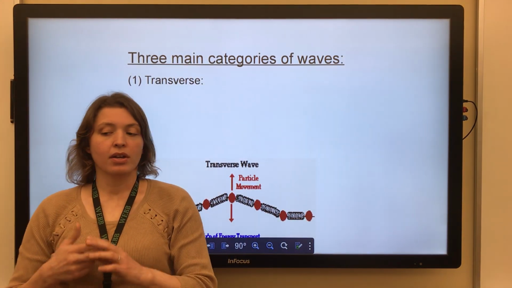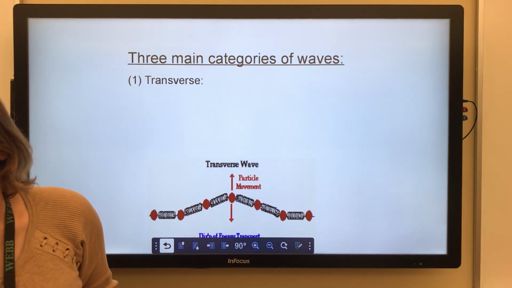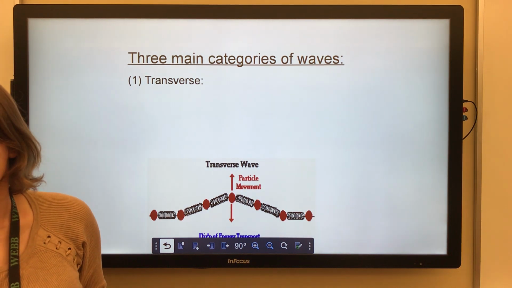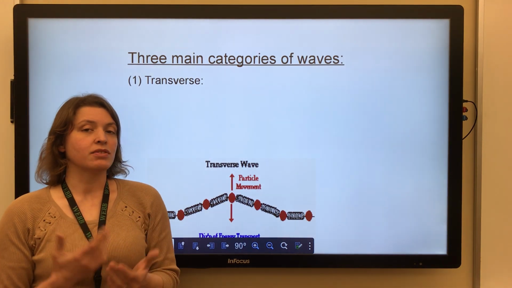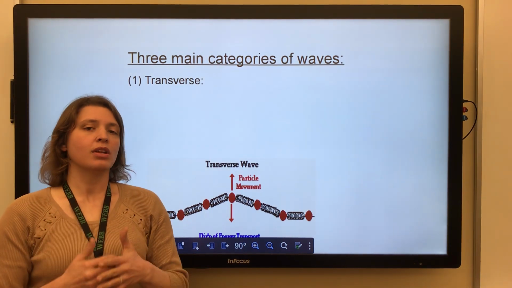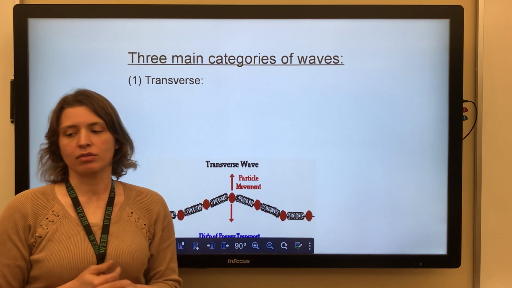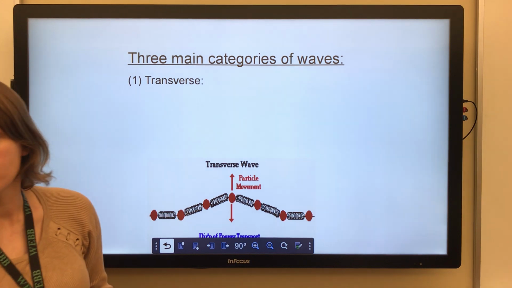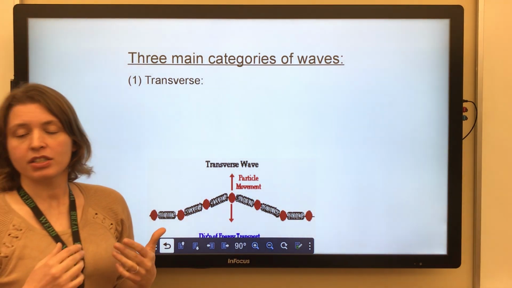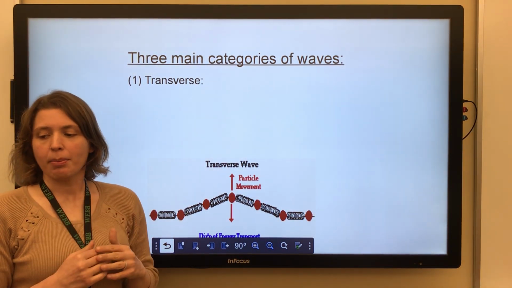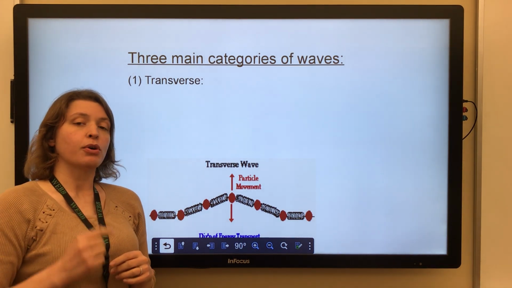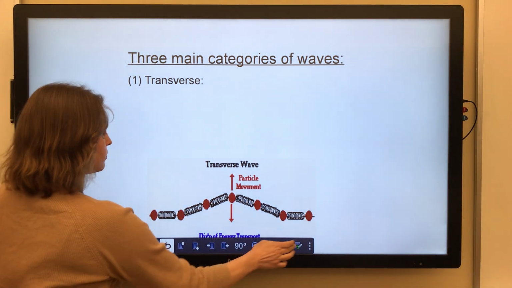We already talked about separating waves by the type of medium that they travel through or don't travel through. But we can also classify waves based on how they oscillate. Remember that waves involve oscillations of particles, but not an overall motion of particles from one place to another. So there are three different categories of waves. The first one is a transverse wave. When you have a transverse wave, the wave is propagating in such a way that the movement of the particles is perpendicular to the movement of the energy.